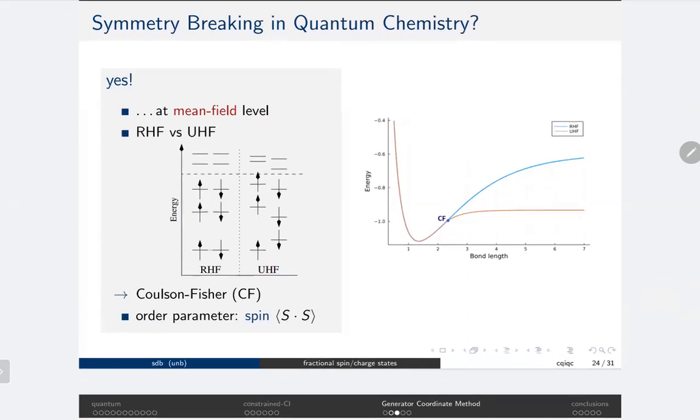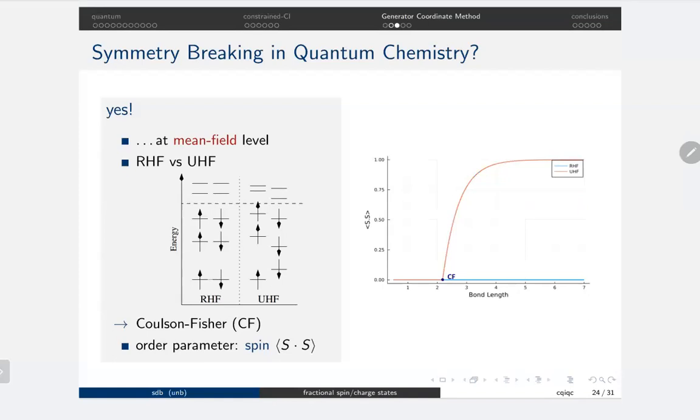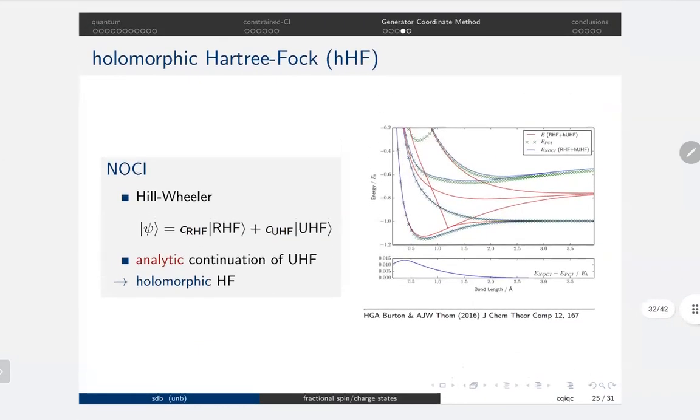Okay, so with the symmetry breaking, there's always an order parameter associated. What you can say here is that the order parameter associated to that symmetry breaking is the spin. That's exactly what we see. If you look at the spin expectation value as a function of bond length, it is zero, there's no spin symmetry breaking, until you reach the Coulson-Fisher point. And then for unrestricted Hartree-Fock, you see how the spin suddenly starts to come in, almost like a power law.